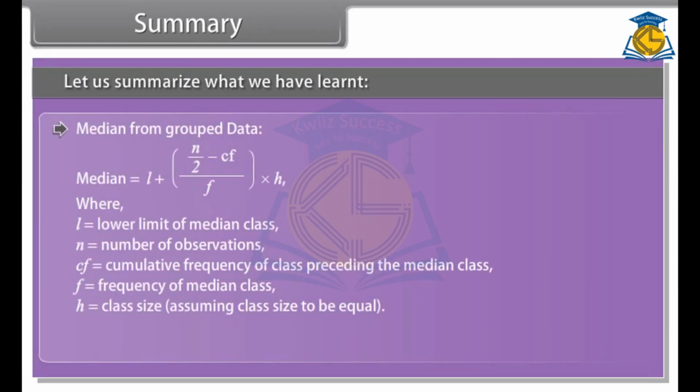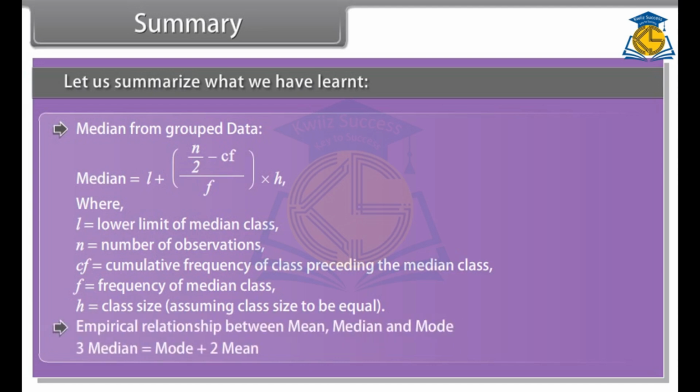Median from grouped data. L plus n by 2 minus CF, divided by f and multiplied by h, where L is equal to lower limit of median class, n is equal to number of observations, CF is equal to cumulative frequency of class preceding the median class, f is equal to frequency of median class, h equals class size assuming class size to be equal.